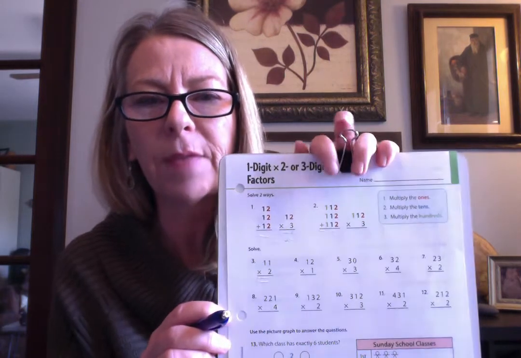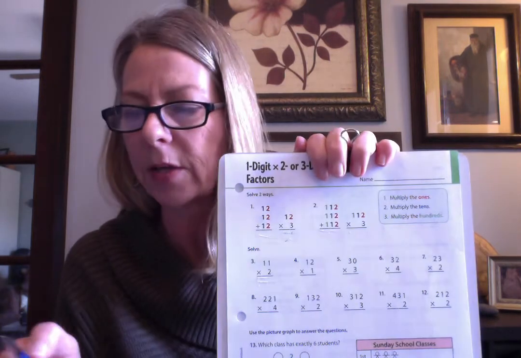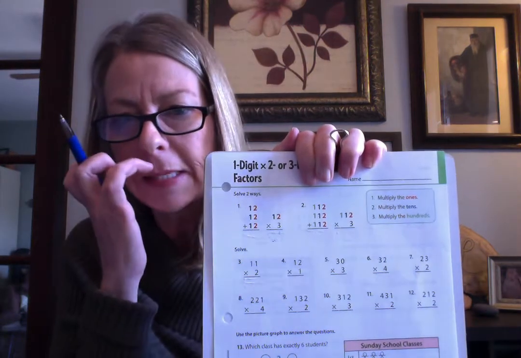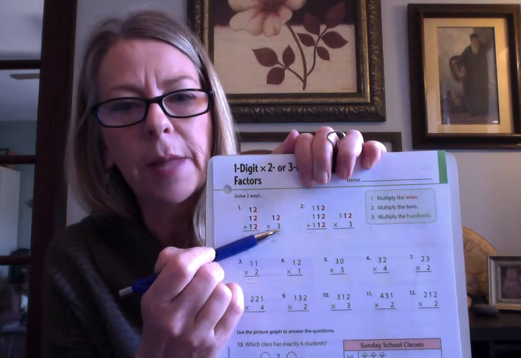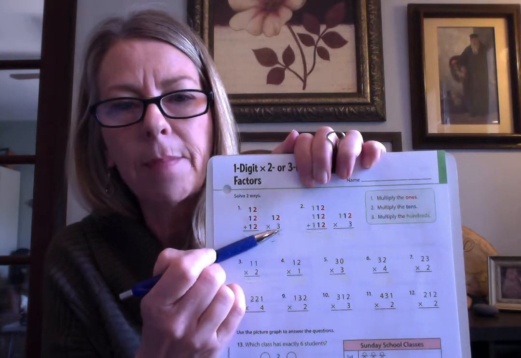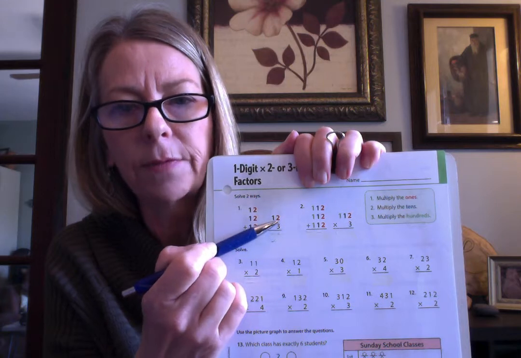Okay, so even if you haven't memorized your 12s, I didn't tell you you had to, but this is why: we can multiply this way. Okay, so let's start with the multiplication first. All right, so we've got our multiplier, and we're going to multiply by our ones place first.